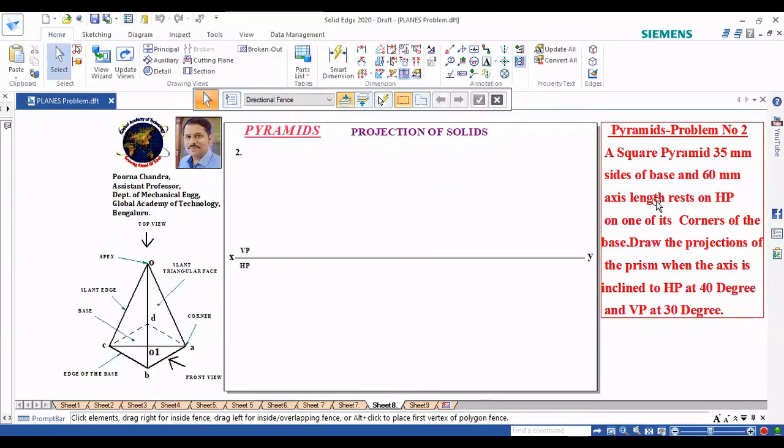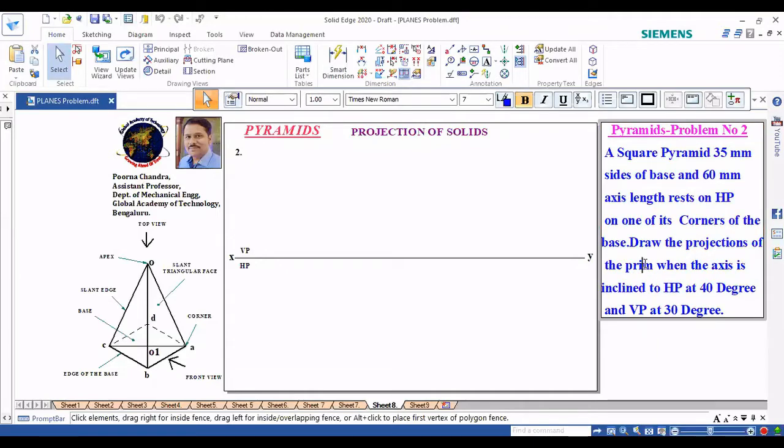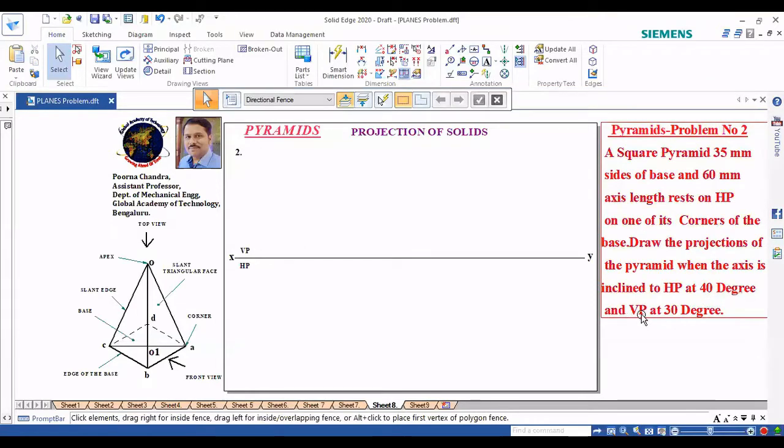Now this problem states: a square pyramid, 35 mm sides of base and 60 mm axis length, rests on HP on one of its corners of the base. Draw the projection of the pyramid. Draw the position of the pyramid when the axis is inclined to HP at 40 degrees and VP at 30 degrees. So here first of all we need to draw a square pyramid.